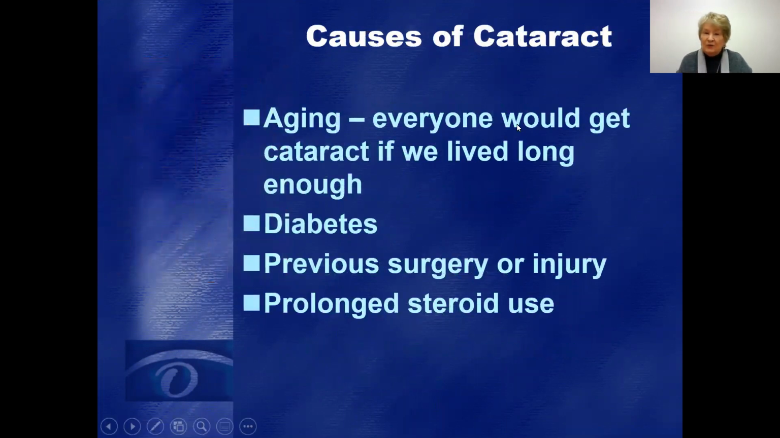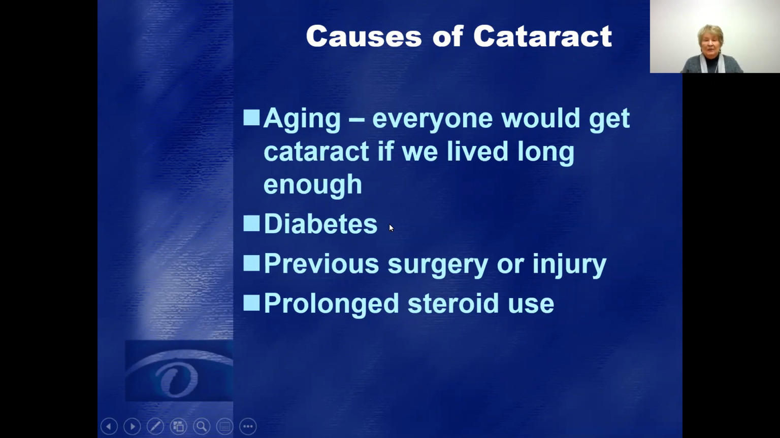So aging, as we said, if we all live long enough, we will all get cataracts. But there are some things that can cause cataracts to develop at a younger age. And one of them is diabetes, mainly because when the blood sugar is really, really high, the sugar actually starts to swell right into the lens itself and causes a lot of changes.